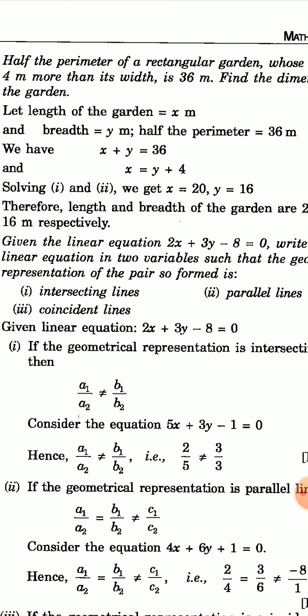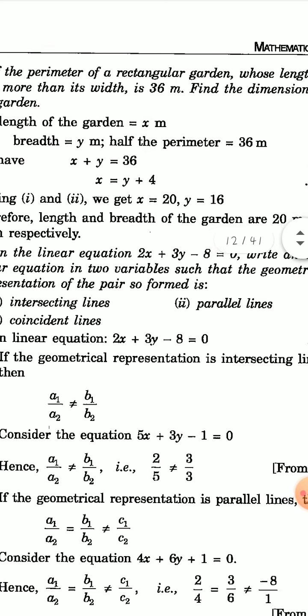So 2 will get cancelled. So x plus y is equal to 36. I'll repeat. Half of the perimeter is 36. The formula for perimeter is 2 times l plus b. So half of that will be l plus b. If l is x and b is y, x plus y is 36.